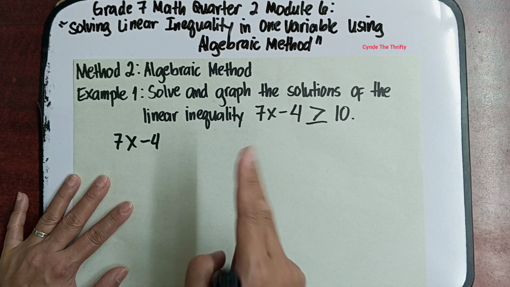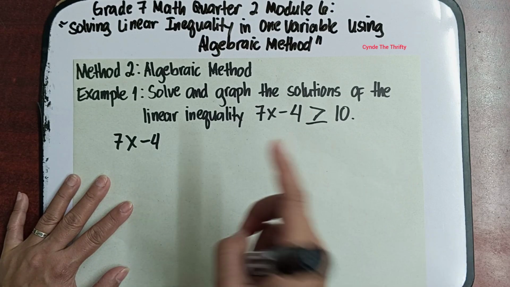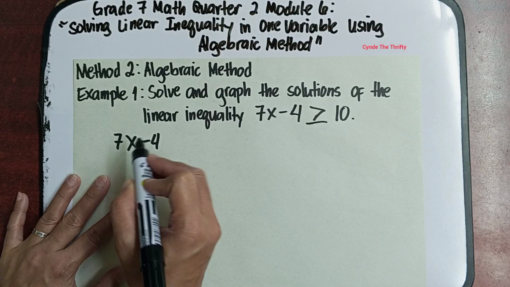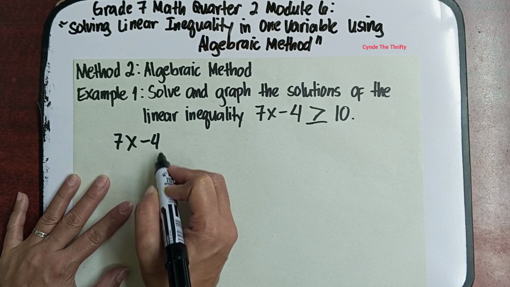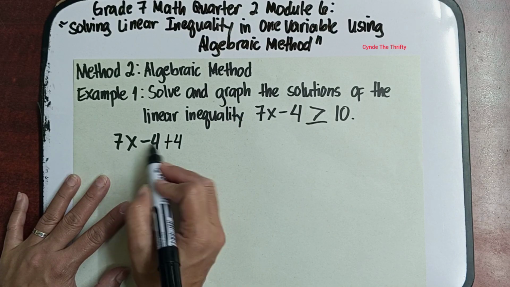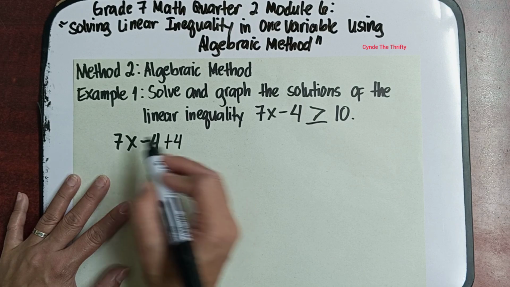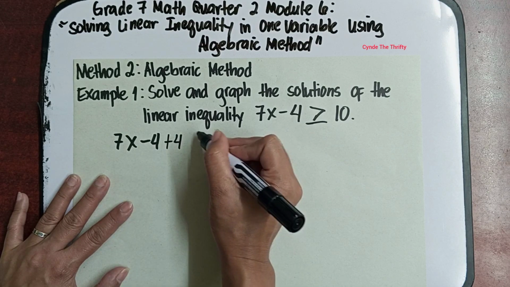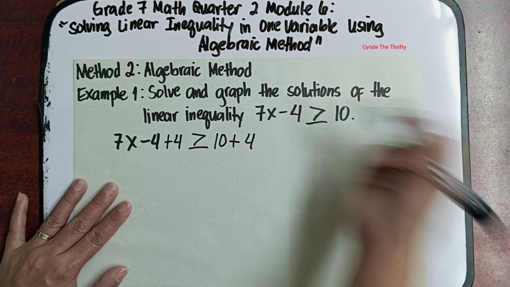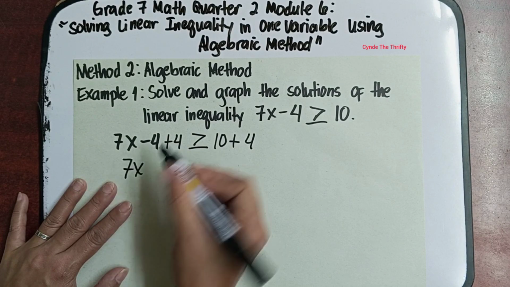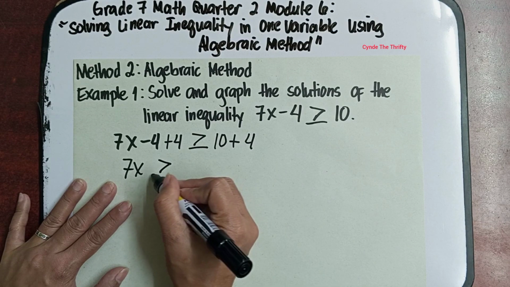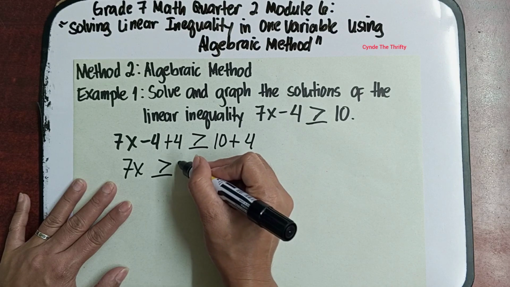Gamitin natin ang ating addition property of inequality. Meaning, mag-add tayo ng numbers sa both sides. So, ano yung number na i-add natin? 4. Para mawala si 4 dito sa kabilang side, mag-add tayo ng positive 4, kasi negative ang ating 4 dito. So kaya positive 4 ang in-add natin para maging 0 ang 4. Is greater than or equal to 10 plus 4. Okay, so 7x, negative and positive subtract, so 4 minus 4 equals 0. Greater than or equal to 10 plus 4 equals 14.